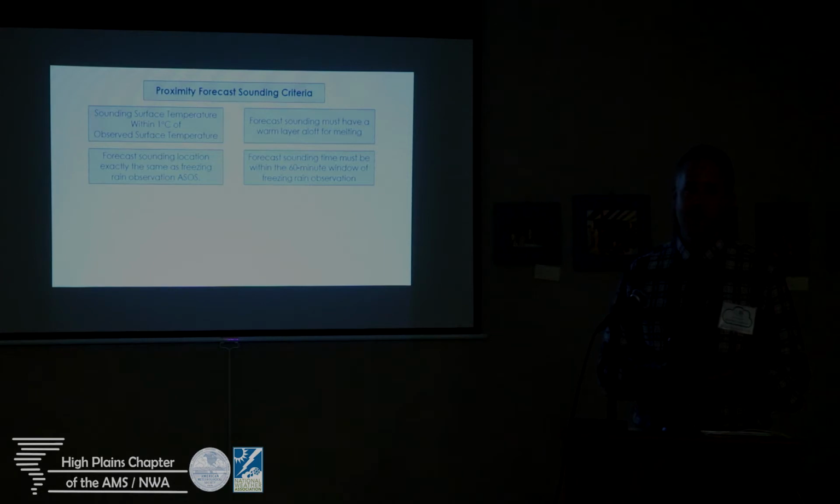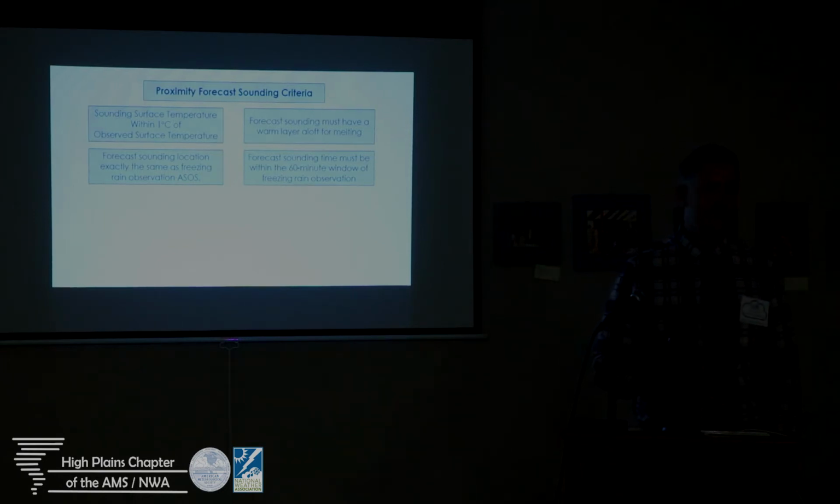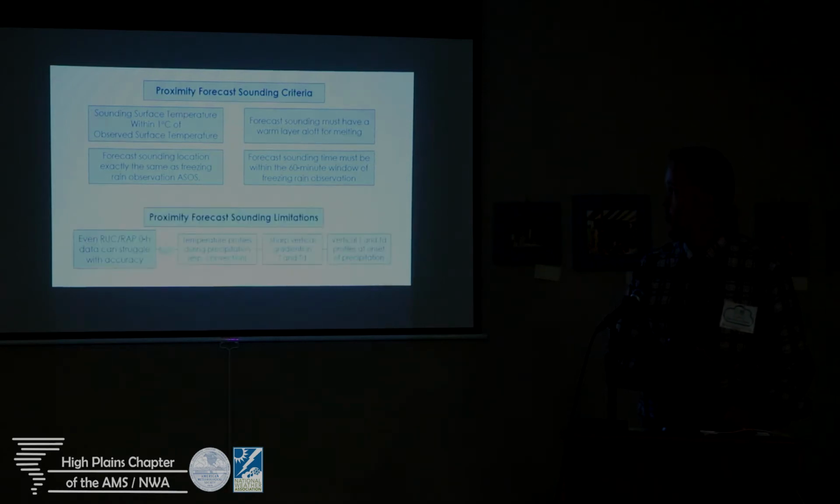There are probably scenarios where maybe you get freezing rain without that warm layer. That is a different process. We're not trying to predict that. The forecast sounding location has to be exactly the same as the freezing rain observation ASOS, and has to be within a 60-minute window of the freezing rain observation. So again, these are fairly restrictive, and then we do some quality control over the top of it.